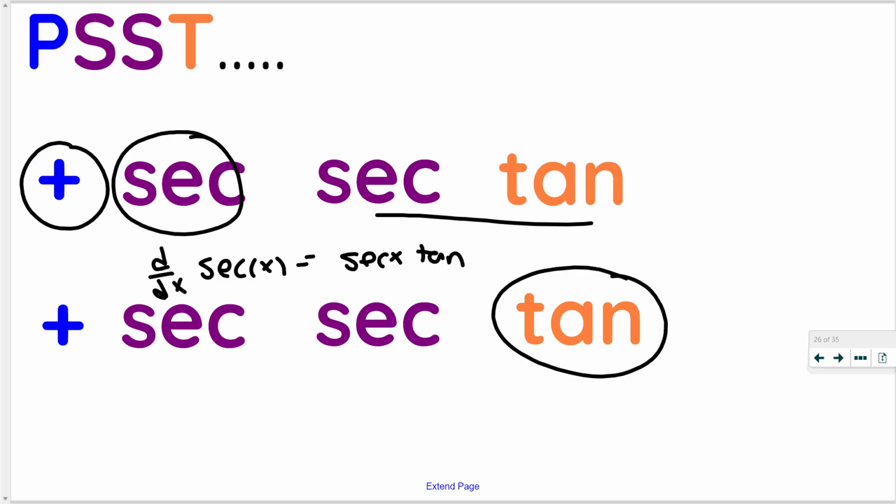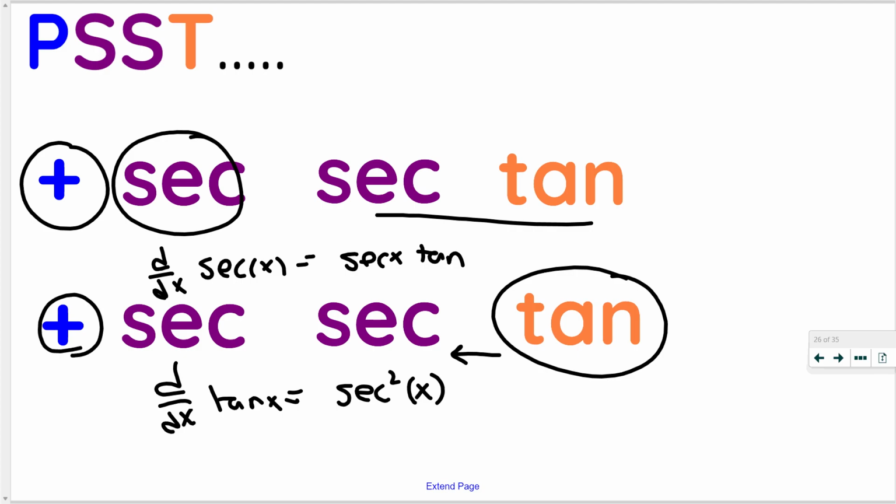Let's look at tangent. We're going to go the other way. So the derivative of tan x is equal to, going in this direction, secant squared x, and it is positive. Okay, so the derivative of secant is secant tan. The derivative of tan going the other direction is secant squared. Both of those are positive.